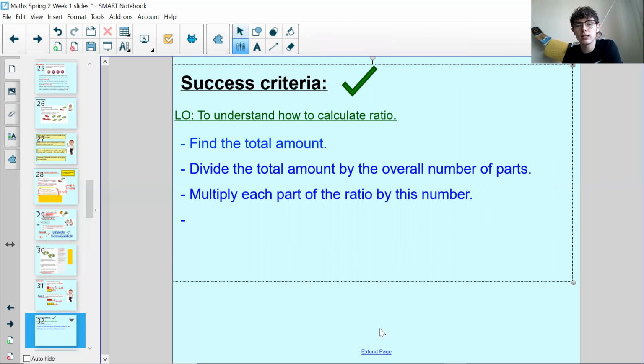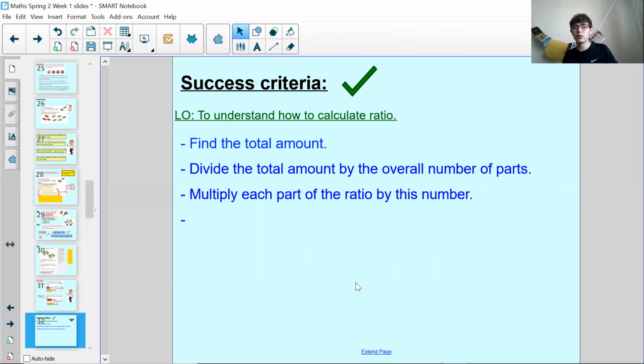All right, so your success criteria is to find the total amount, then divide the total amount by the overall number of parts as we've been doing, and then multiply each part of the ratio by this number.